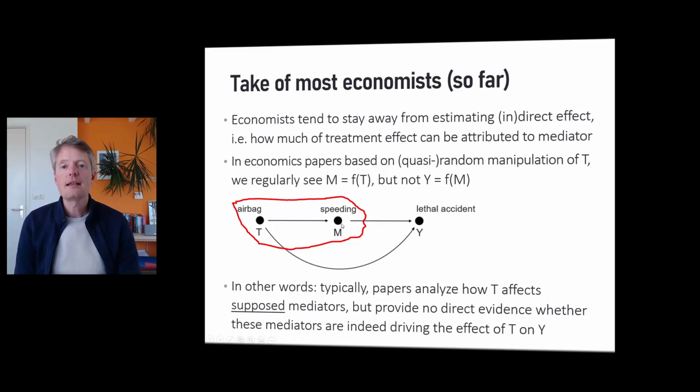So if we can't, then we only say, well, we see that T affects this supposed mediator, but we don't know the second step, how much the change in the mediator affected the outcome. And so we cannot really say how much of the treatment effect can be explained by this specific mediator.